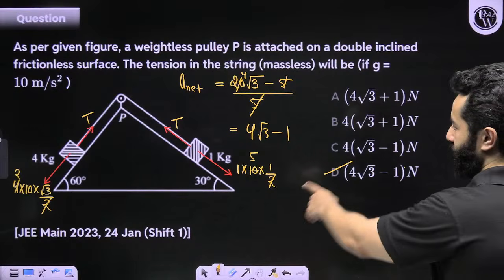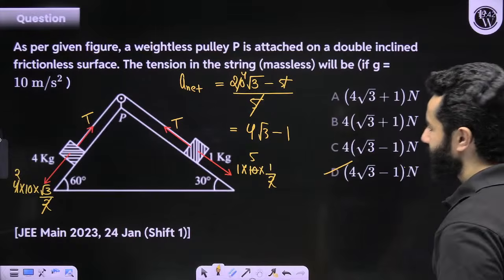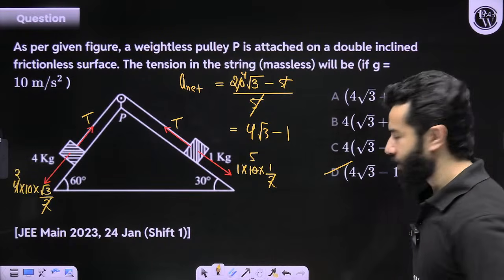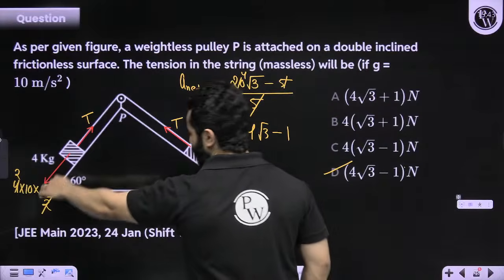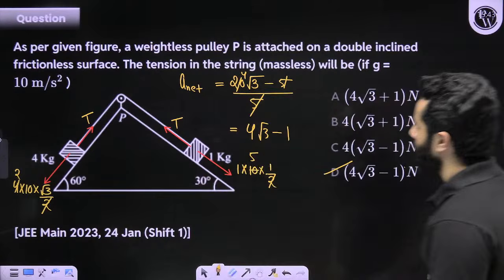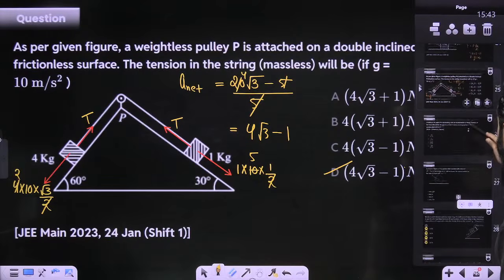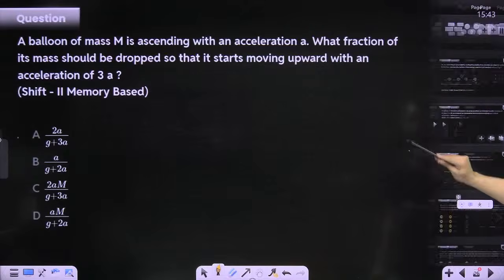mg sin 60, mg sin 30, right? And we don't have any friction, so simply write this force minus this force divided by total mass. Moving on to the next one. Let's solve this question.